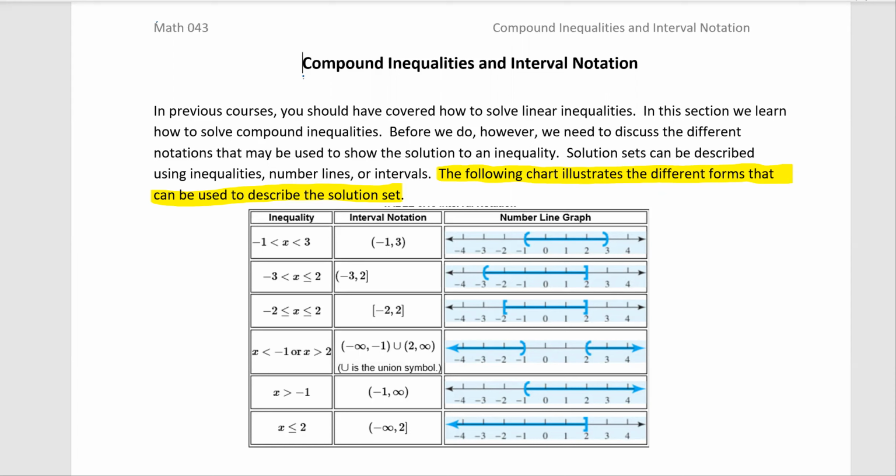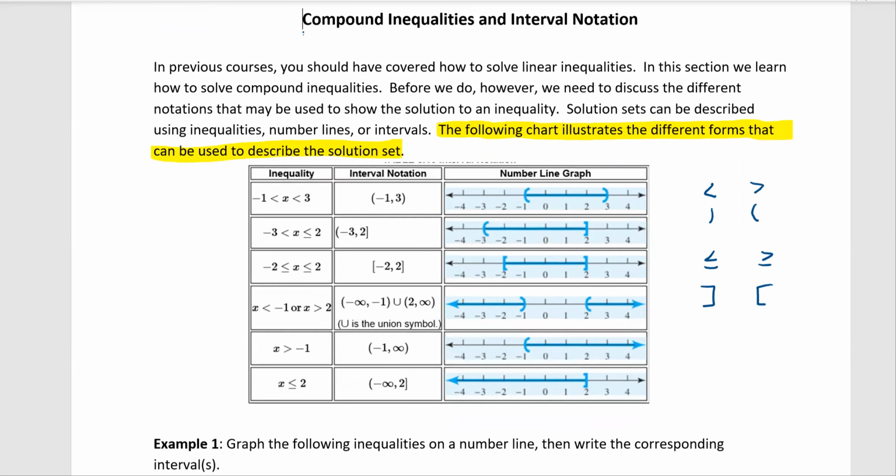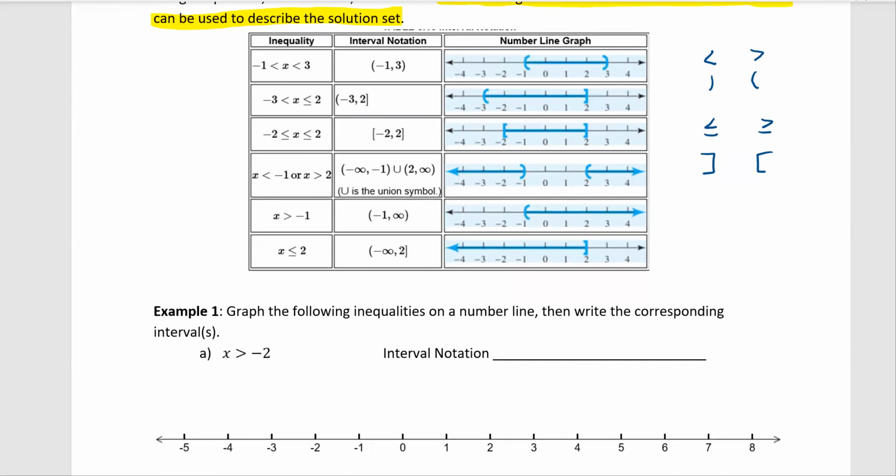You will notice that when you have a less than or greater than, you will need to use a parenthesis. If you have a less than or equal to or greater than or equal to, it is a bracket. That is the notation that we need to use. So let's get started.